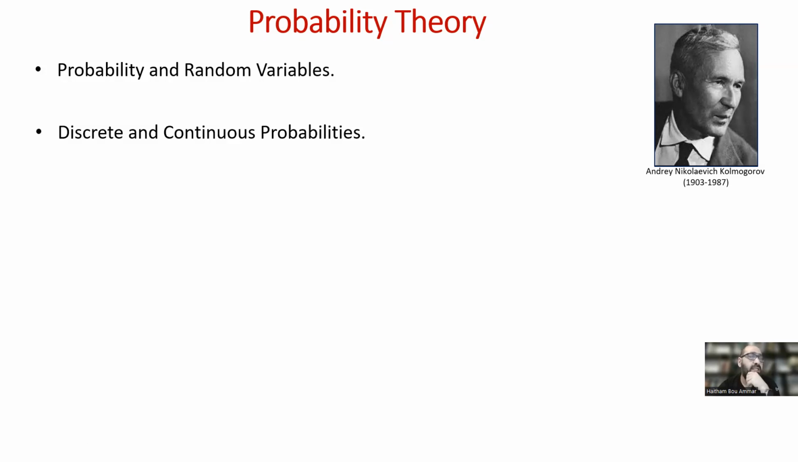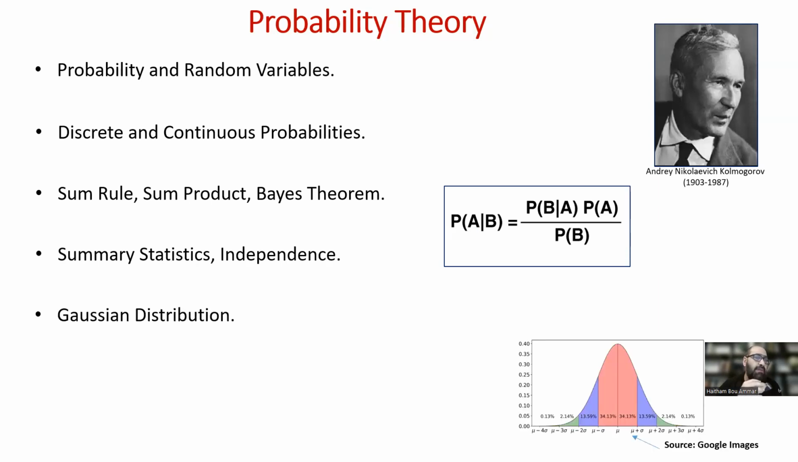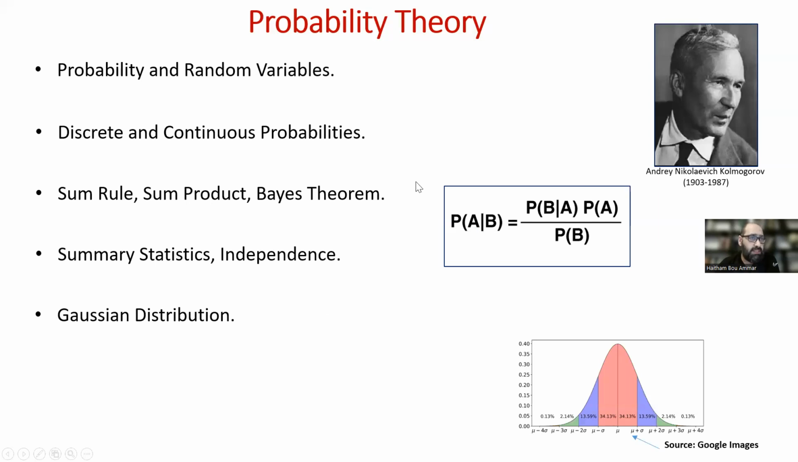We will cover discrete and continuous probabilities. We will cover the sum rule, the product rule, and the Bayes theorem, which is used heavily in machine learning. And we will also talk about some summary statistics and independence, and then also discuss a bit the Gaussian distribution, which is this bell-shaped curve that I'm sure you've all seen before. We're not going to cover all of those in this lecture, but this is the first of a couple which will discuss each of these points.